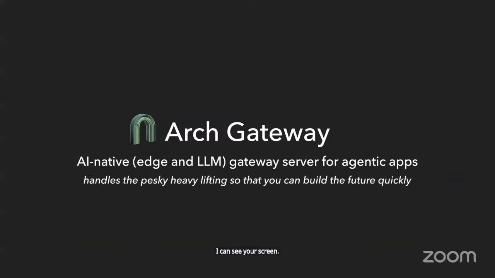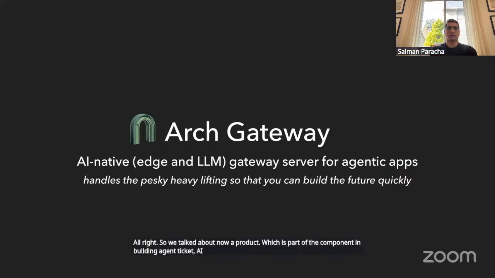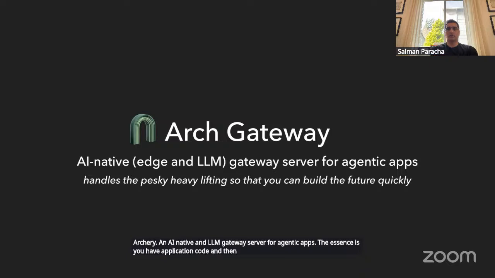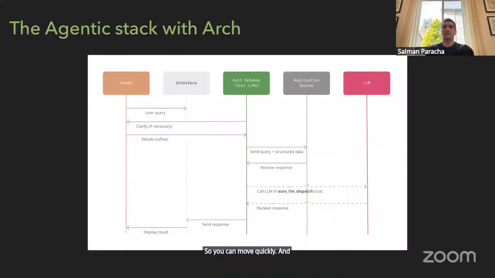All right, so we talked about a product which is part of the component in building agentic AI applications, Arch Gateway. An AI-native Edge and LLM gateway server for agentic apps. The essence is you have application code, and then you have infrastructure and tools. Infrastructure tools like vector databases and memory APIs tend to handle the pesky heavy lifting, so you can move quickly. And essentially, this is where it sits in the stack.